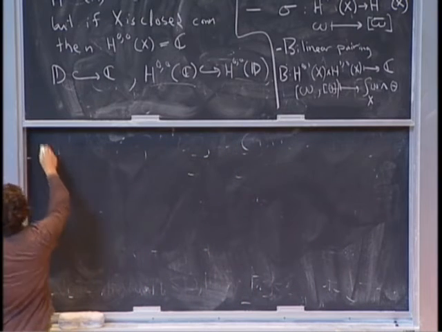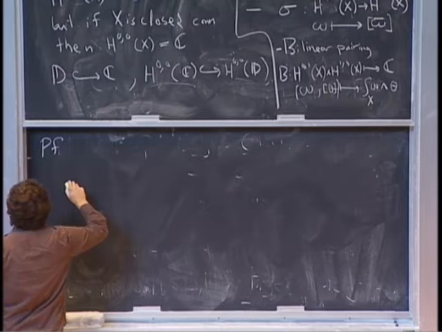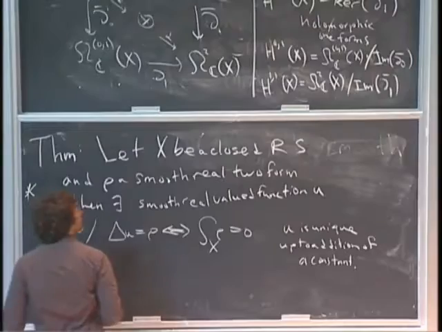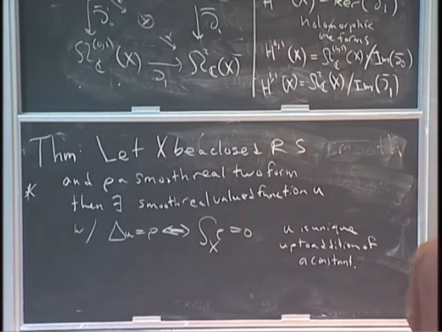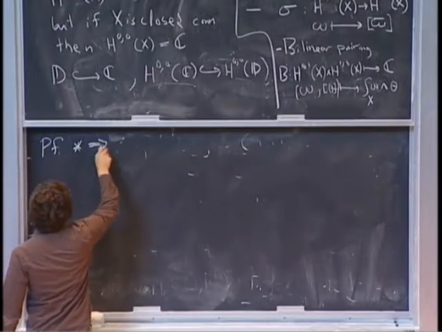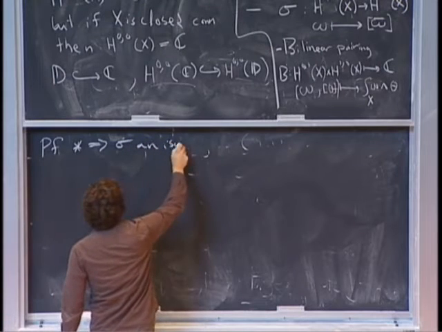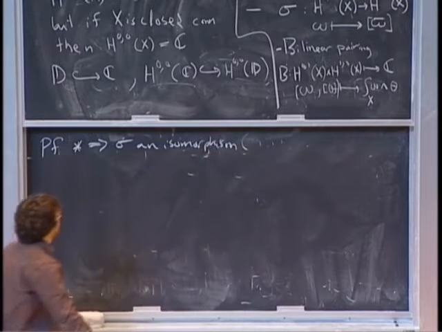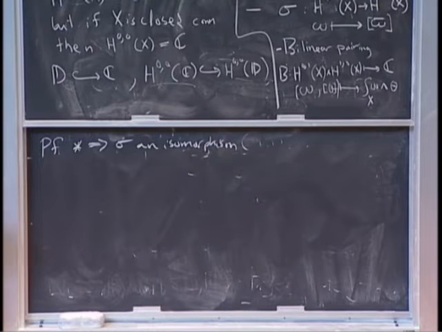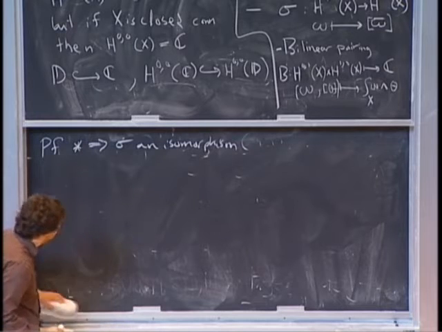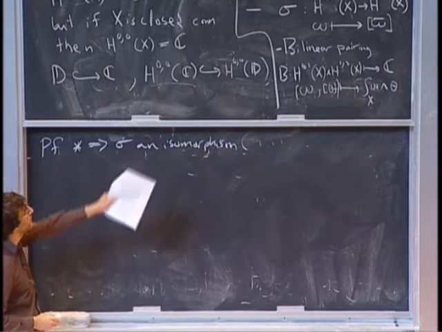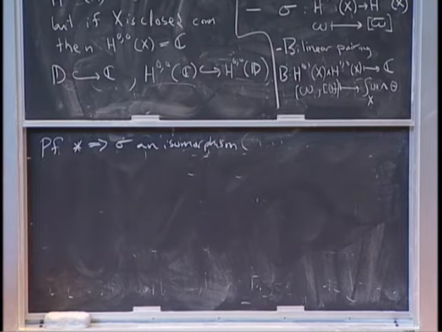Okay, so let's give a proof of this theorem. And this will be a useful segue into the next topic. So if we want to prove it's an isomorphism, it's clearly complex linear, so it's just enough to prove that it's injective and surjective.